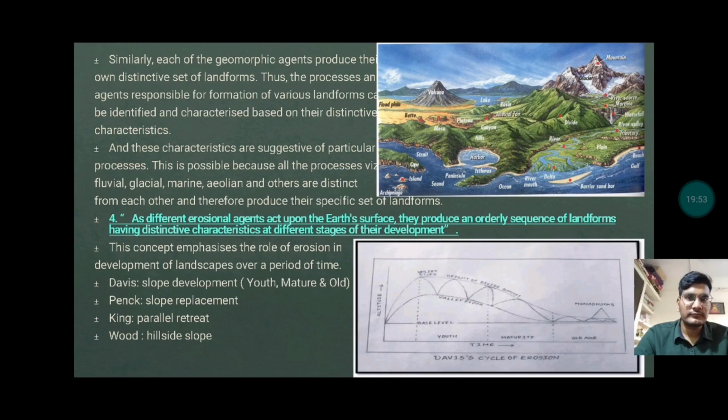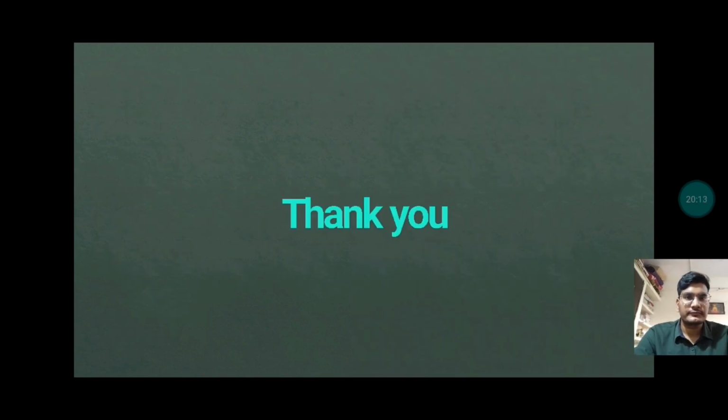Thereafter, King developed the arid cycle of erosion, where he used the parallel retreat concept, and it is very well known regarding slope developments, especially in hillside slopes. So these are the four principles which I have covered in this lecture.